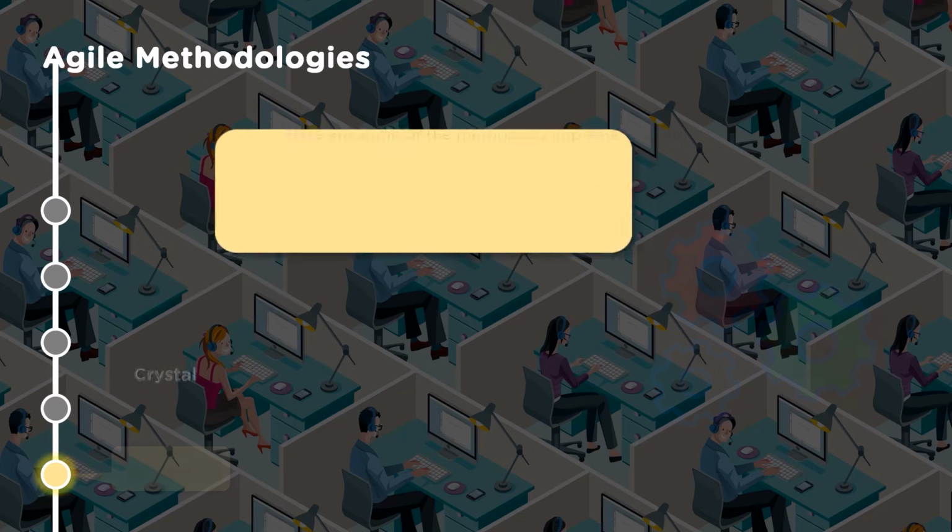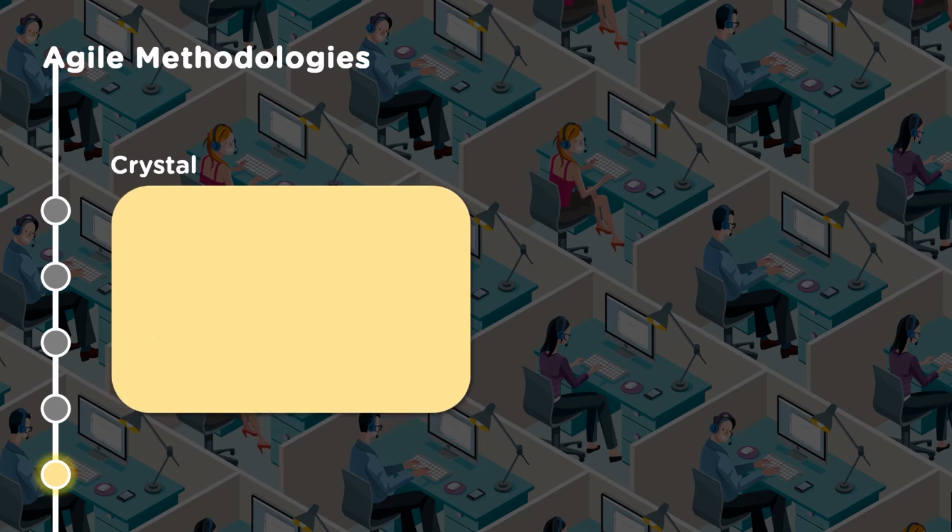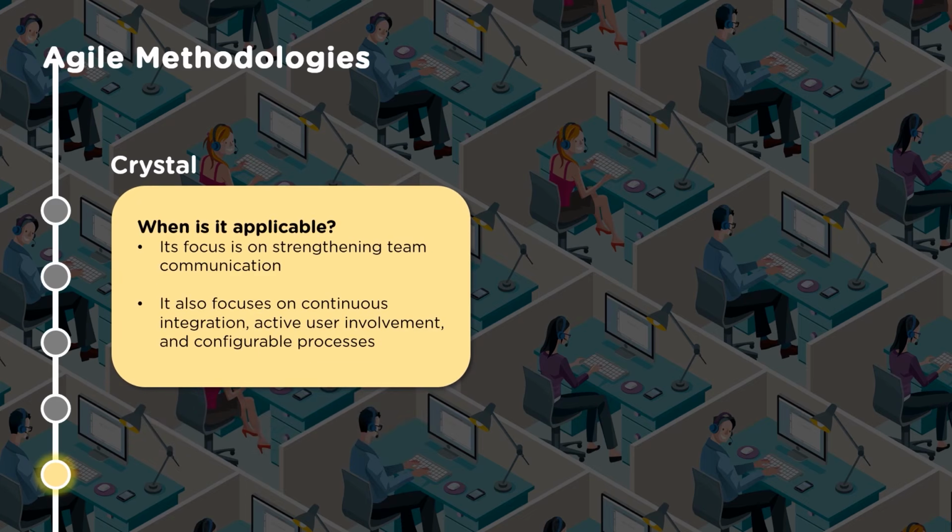Then Crystal. Crystal is an approach to software development that focuses on people and their interactions rather than tools and processes. It is aimed to streamline processes and improve optimization. It works on the principle that projects are unique and dynamic, each requiring its specific methods. So where is it applicable? It focuses on strengthening team communication. It also focuses on continuous integration, active user involvement, and configurable processes.